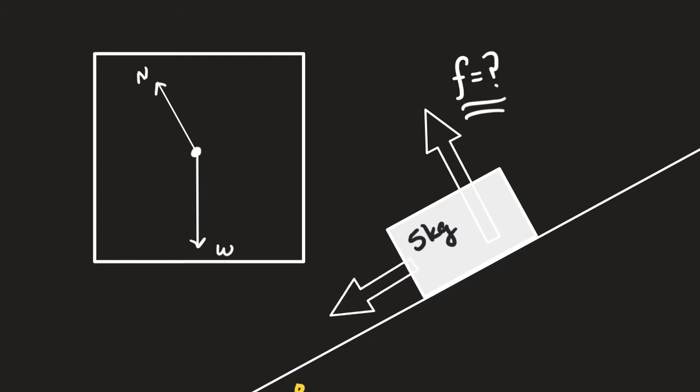parallel could be this way, and parallel could be this way. Friction could act in either one of these directions. It depends on what's happening at the time. If I was pushing the box up the ramp, then friction would be acting this way. But if the box were sliding down the ramp, friction would act this way. Now, neither of those circumstances are happening right now. The box is just sitting there.